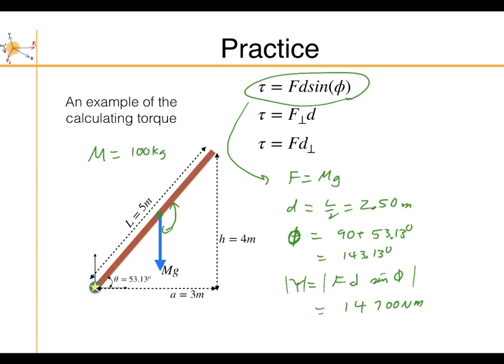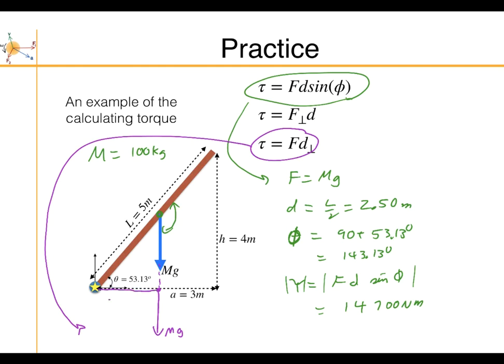Okay, so another way to calculate this that maybe is a little bit easier is if we were to use the force and the perpendicular component of the displacement. So what we would do is extend this down here, and redraw mg here, and this here would be the perpendicular component of the distance, and that would just be 1.5 meters. So if I calculate the torque that way, force times the perpendicular component of the distance, I get the same answer. I get 14,700 Newton meters. And that's a nice shortcut to doing the calculation that comes in handy sometimes.